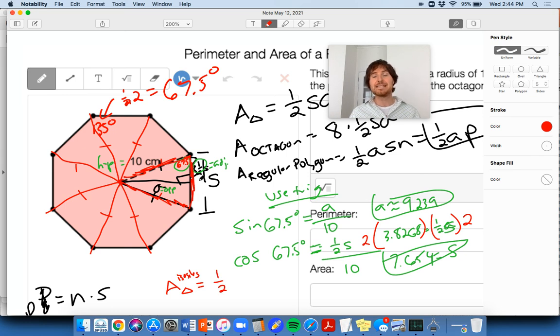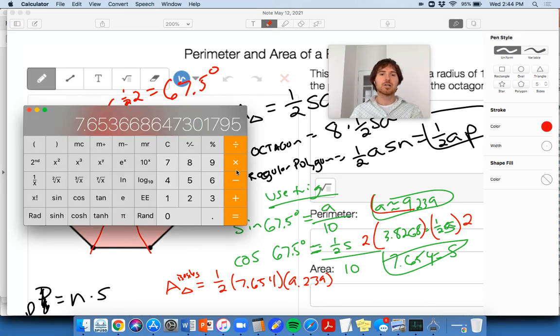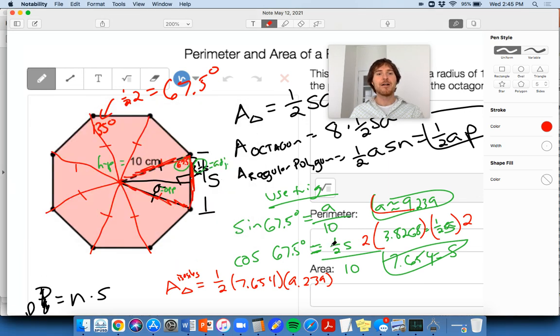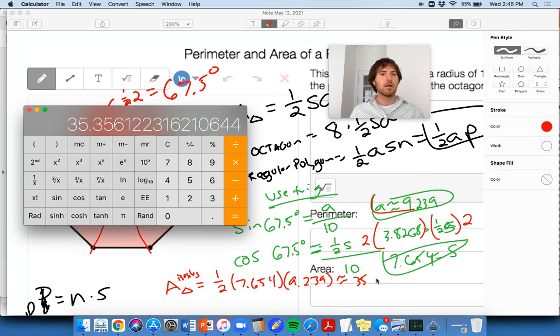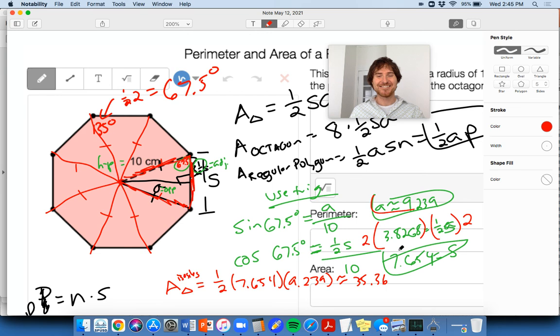Okay, area of an isosceles triangle, let's do it. 1/2, base is S, but we figured out S. It's 7.654, okay? Centimeters, of course, here. Okay, base times by height, that's the apothem. We solve for that up here. That's 9.239. Okay, let's get it. Mathematically, times by 9.239. Okay, remember, 1/2 base times height, so don't forget to divide by 2 at the end there. About 35.36 cubic centimeters. Sorry, square centimeters.